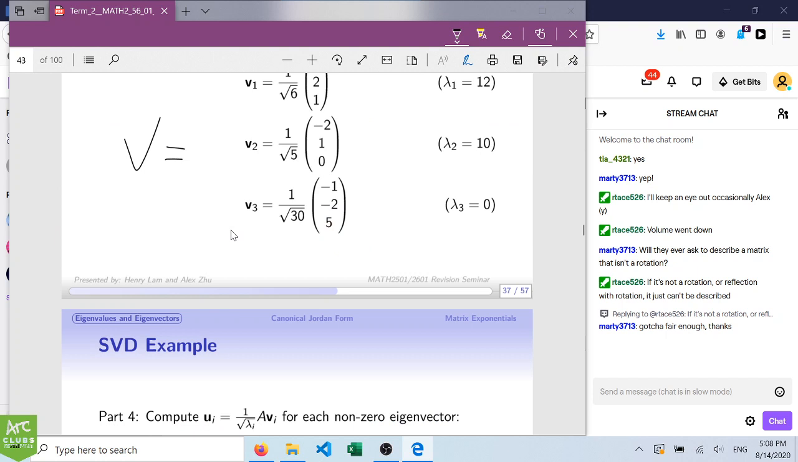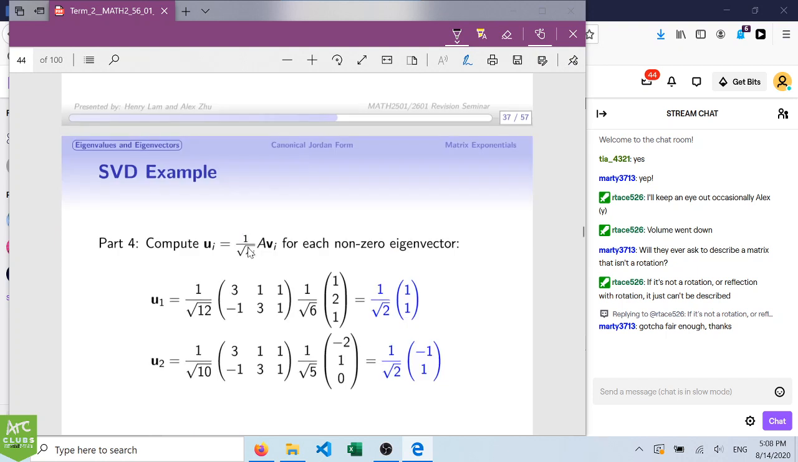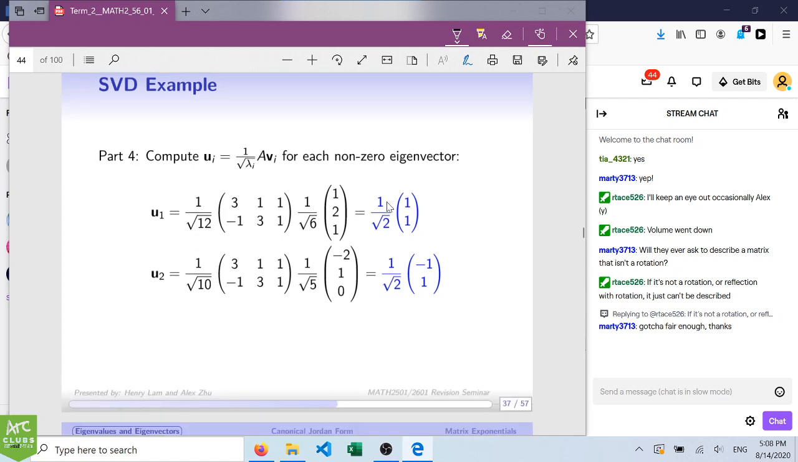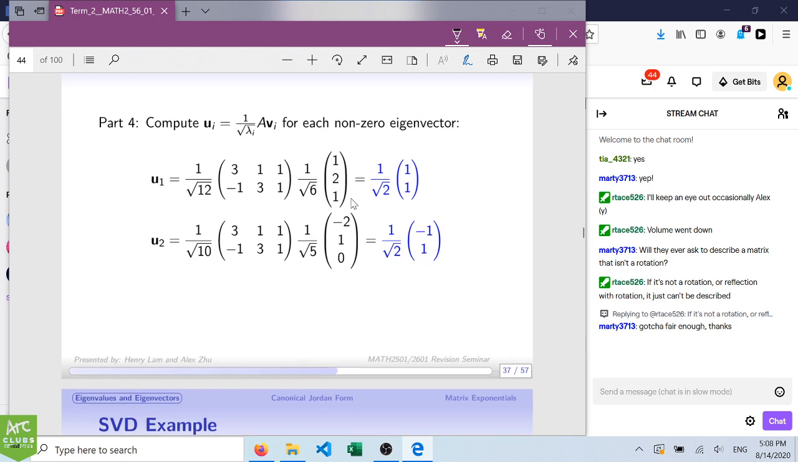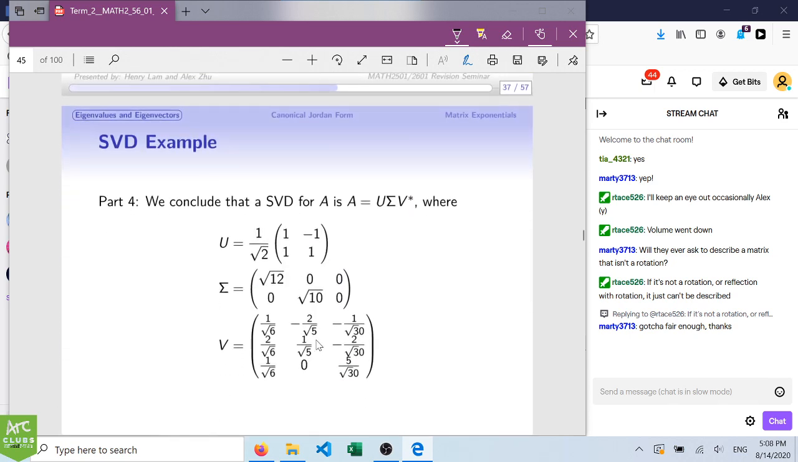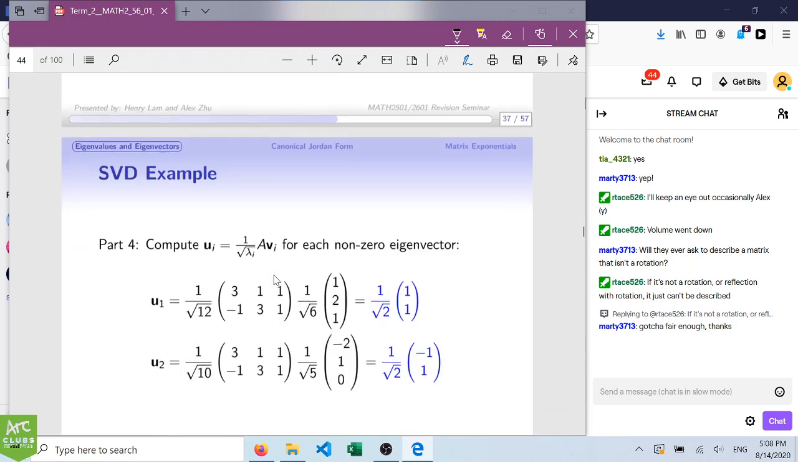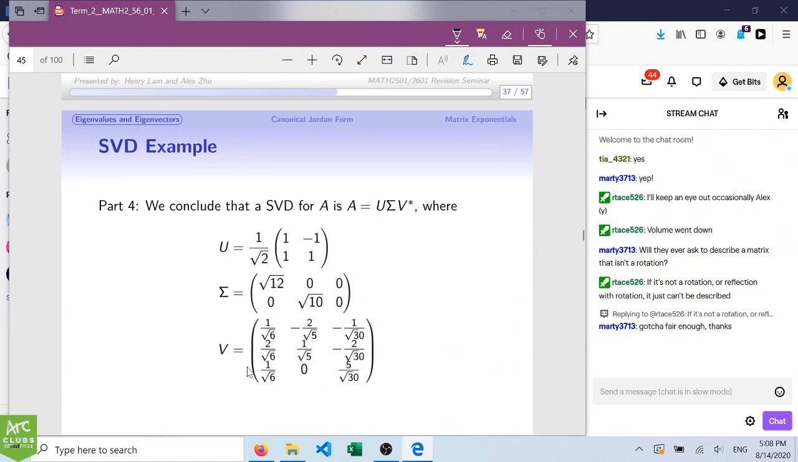So next, we're going to compute U using 1 over the singular value times A, okay? And you'll end up with two vectors, and then we just need to plug it in. You get these two vectors as matrix U, the previous three eigenvectors as matrix V, and then the singular values listed in a diagonal with the remaining values as zeros. And then this is the singular value decomposition.